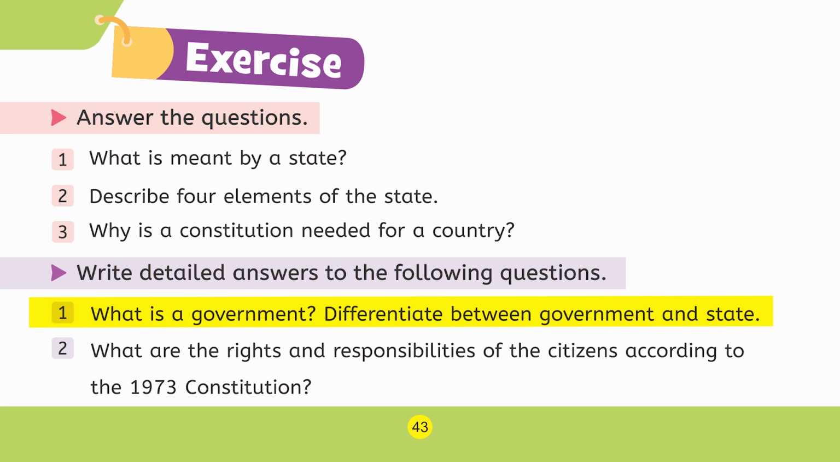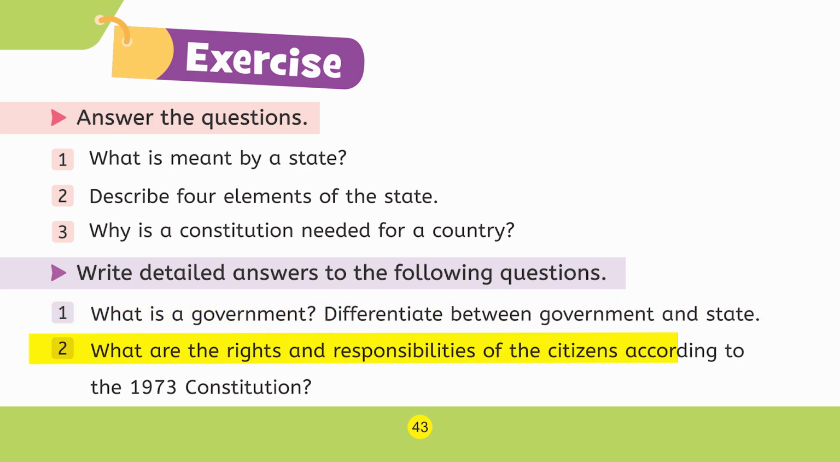Difference between state and government. State: a state is made up of 4 parts: land, people, government and sovereignty. Government: a government is only a part of the state. State: a state can never be changed. Government: a government within a state can be changed. State: a state consists of a large number of people. Government: a government is only a group of people.